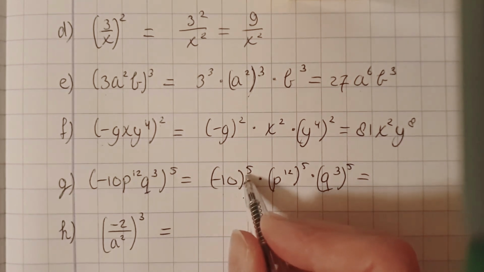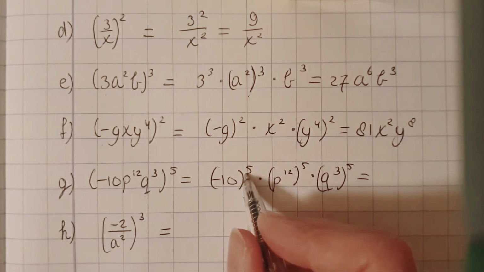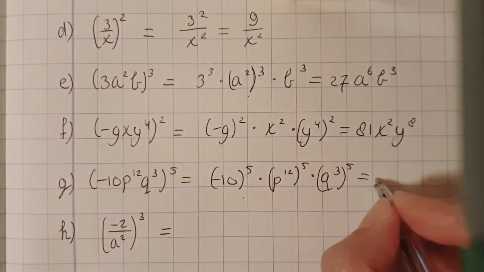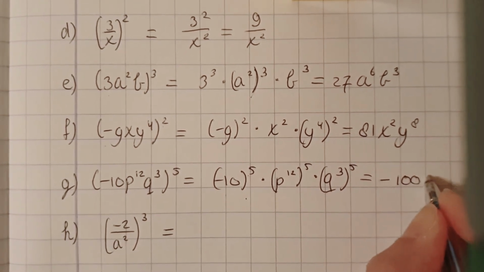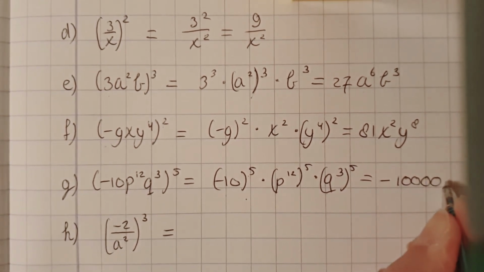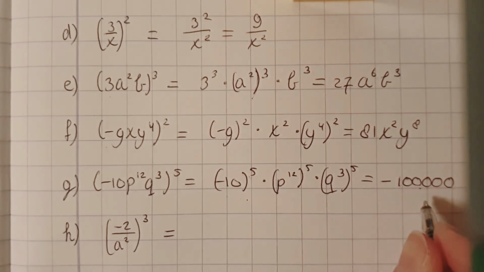This is an odd number. A negative number with an odd exponent means that the answer will be positive or negative? Negative. So it's negative. 10 times 10 is 100. Times 10 again. Times 10 again. Times 10 again. So it's minus 100,000.